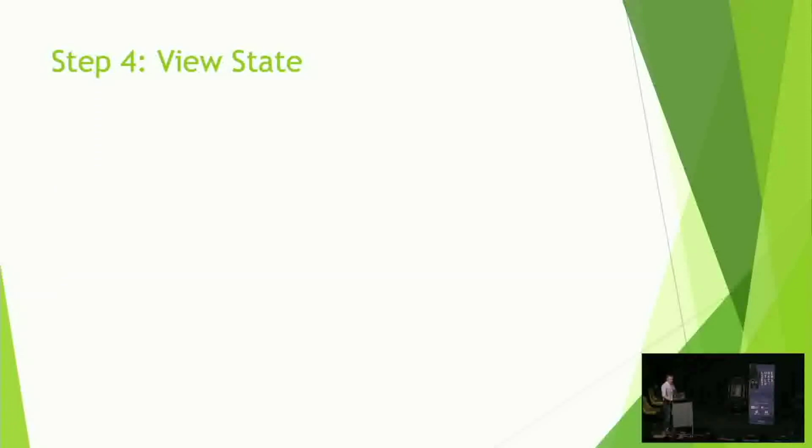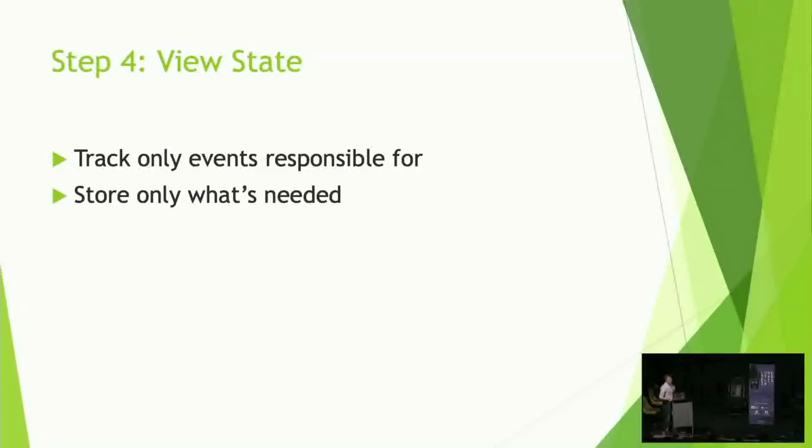And finally, we've got the view state, which is, in my opinion, sort of the unique component to our approach here, which allows any given component or service within your system to track only the events that that component is responsible for. It can ignore the rest safely, but it also stores only what's needed. So if we want to minimize the need for these different components to share some sort of back-end storage resource, we want to be efficient in what they need to store.